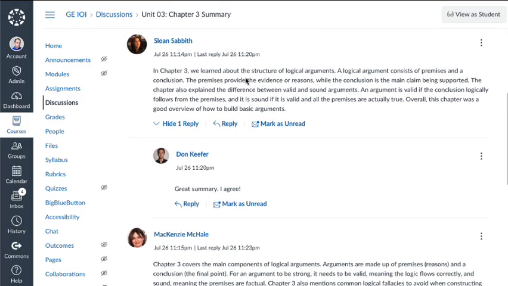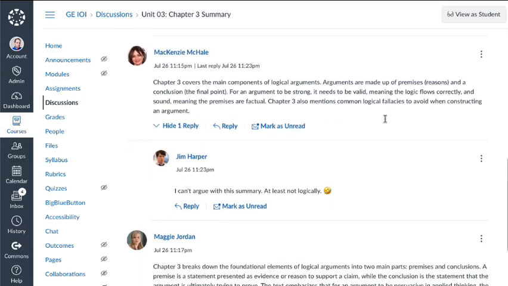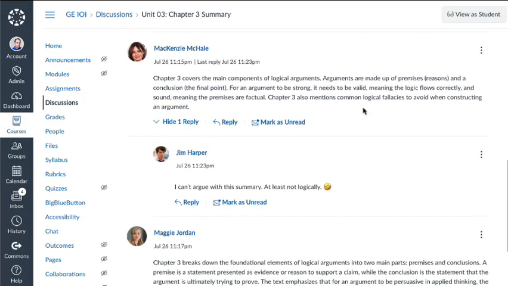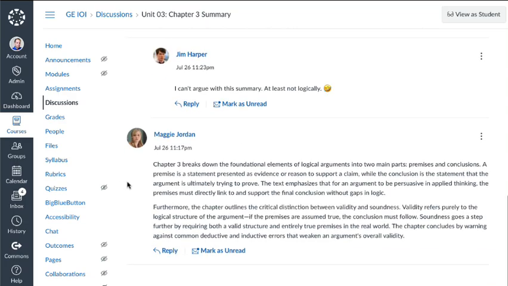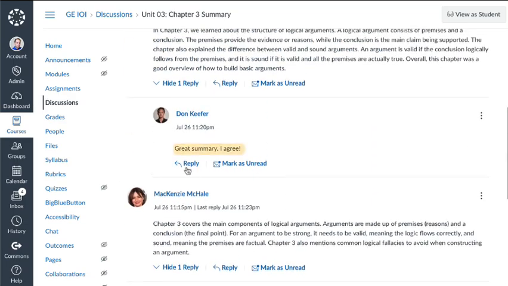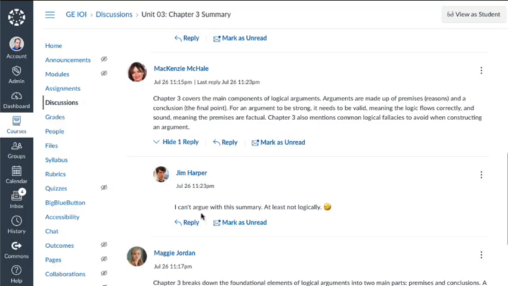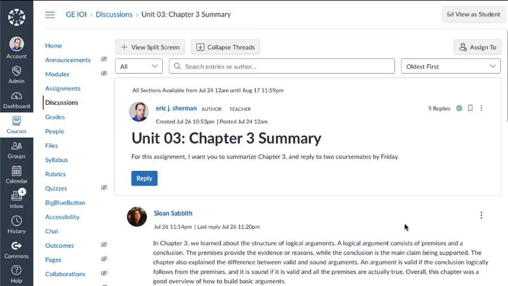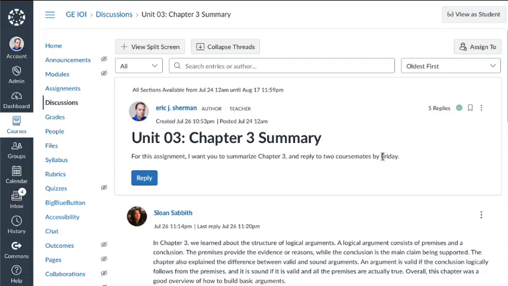The initial prompt asks for a summary, which means every student is turning in roughly the exact same textbook report. Then, when they go to fill out the requirement to reply to 2 classmates, there's nothing left to say except, "Great summary, I agree." The reply requirement isn't the problem. The problem is that the initial prompt leaves no room for genuine dialogue.